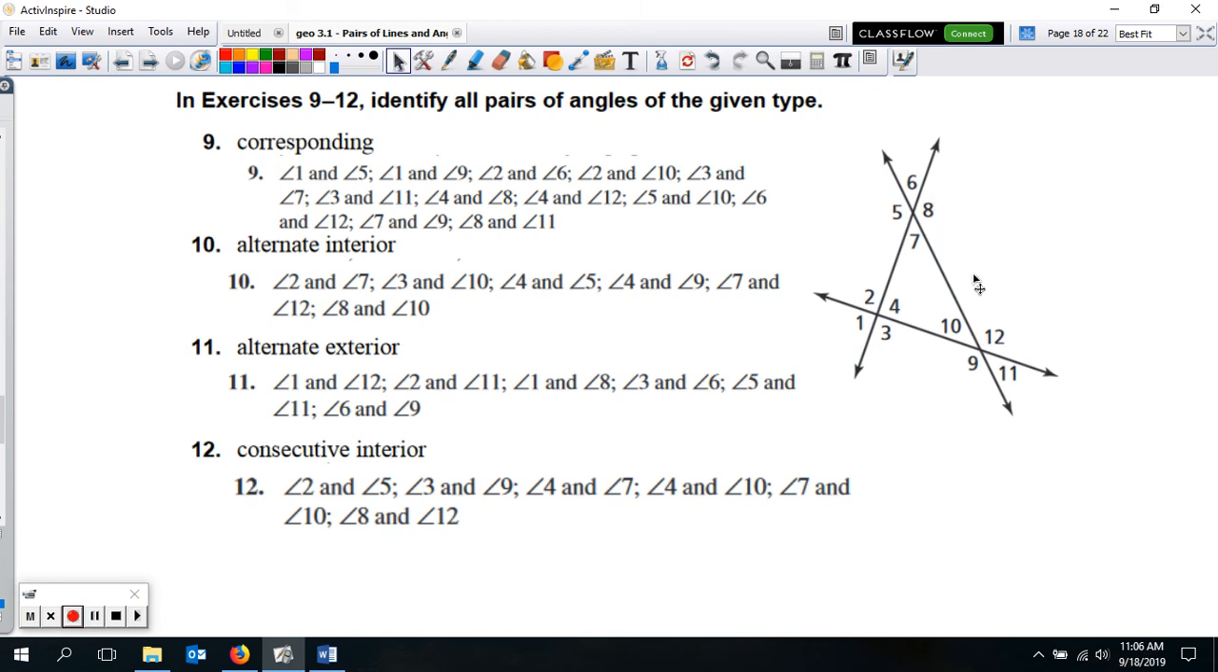These are still on the inside, right there on the same side. Inside and the same side as the consecutive interior.